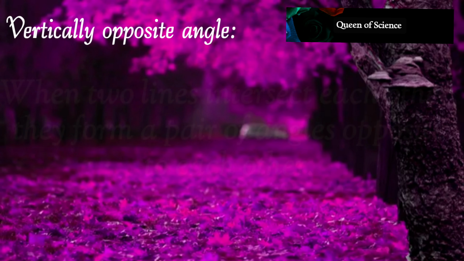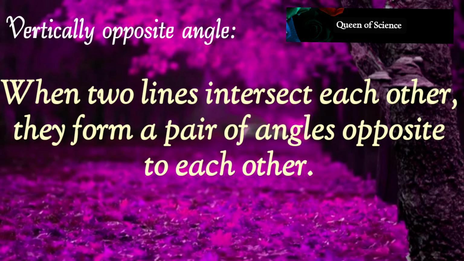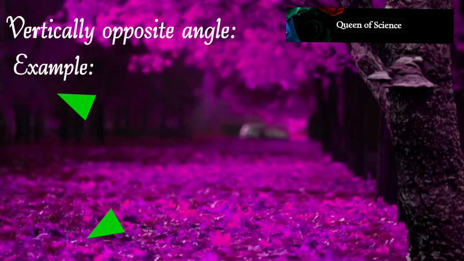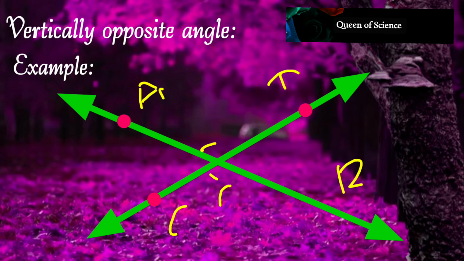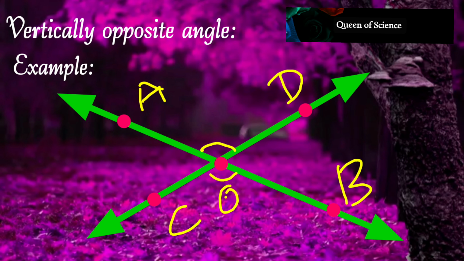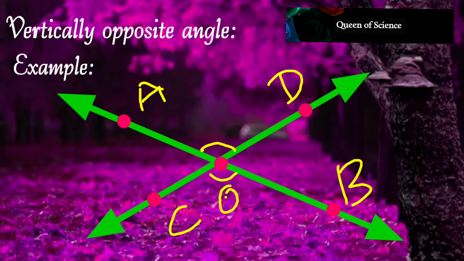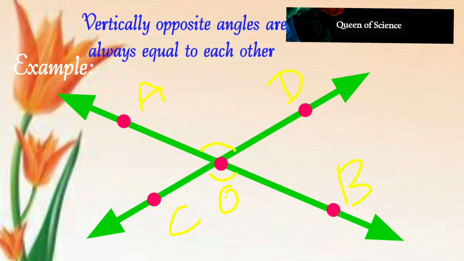Next one is the vertically opposite angle. When two lines intersect each other, they form a pair of angles opposite to each other. So when two lines intersect, it forms a pair of angles which are exactly opposite to each other. When you see this example, two lines are intersecting and there are two opposite angles, that is AOD and COB. So this is the vertically opposite angle. And vertically opposite angles are equal to each other.